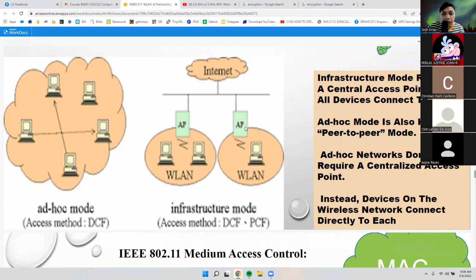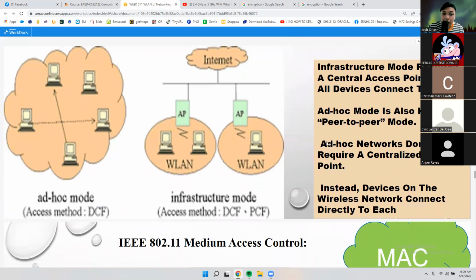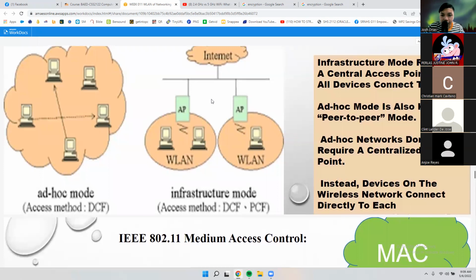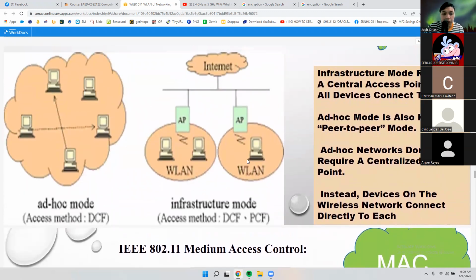Okay? So infrastructure mode requires a central access point that all devices connect to. Okay? So yun yung kailangan niya para maka-access. Ad hoc mode is known as peer-to-peer mode, yon yung kanina. It doesn't require a centralized access point. Instead, devices on the wireless network connect directly to each other. Unlike this one, kasi may mga interfaces tayo bago maka-connect sa internet.